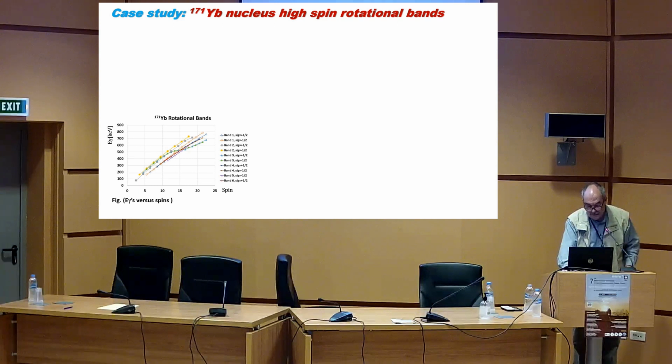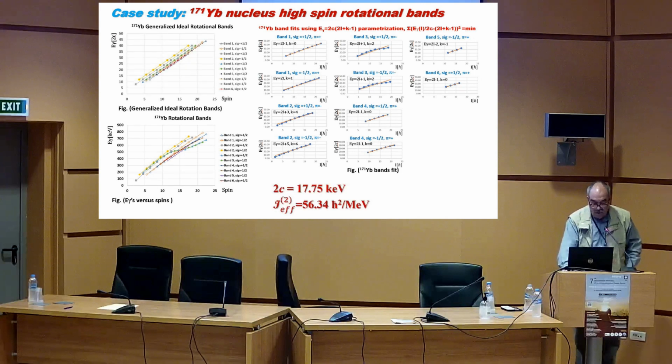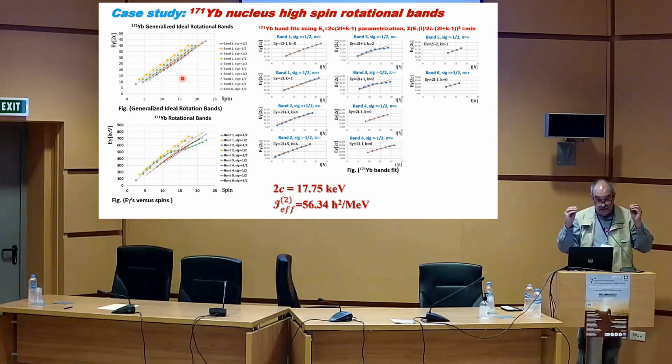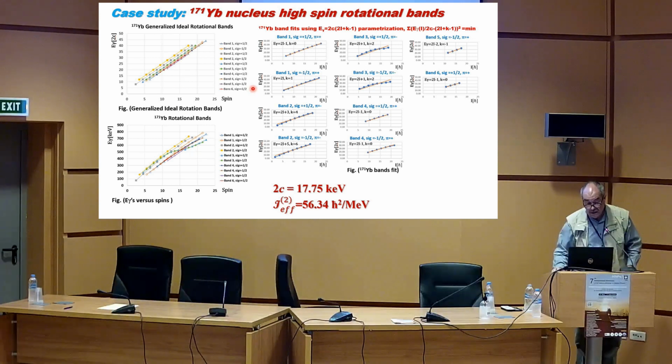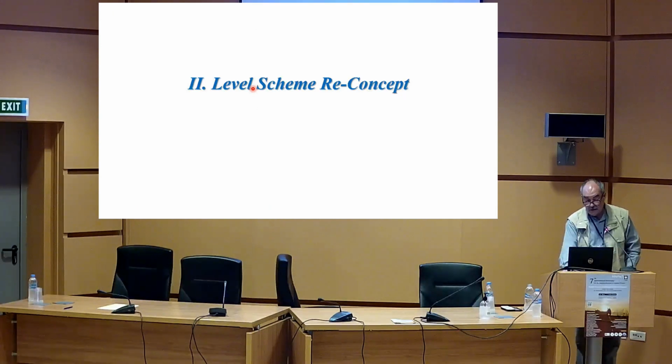Now, these are the results of the fit. We have the particular fits for each of the bands, and now we have the slope and the effective moment of inertia. And here I am bringing the fitted straight lines. This is now a generalized ideal rotor of rotational bands, which basically captures the average rotational behavior of the real bands. Now I'm going to show you a level scheme for this type of ideal bands and for the real rotational bands. Now, second part, level scheme reconcept.